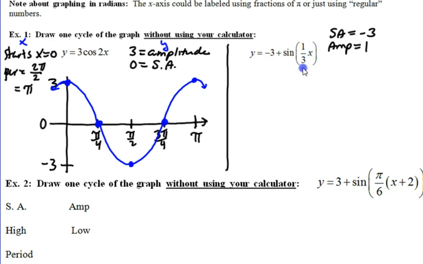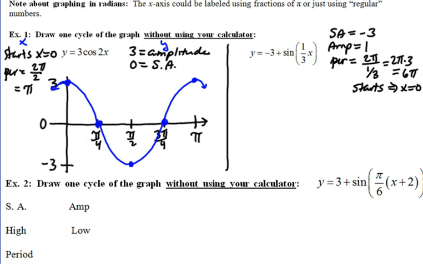The 1/3 x now tells me that my period is going to be 3 times as wide. Instead of being 2 pi, it's going to be 6 pi. So the period is equal to 2 pi divided by 1/3, which is 2 pi times 3, or 6 pi. Once again, no phase displacement, no change in our starting point. It still starts at x equals 0.